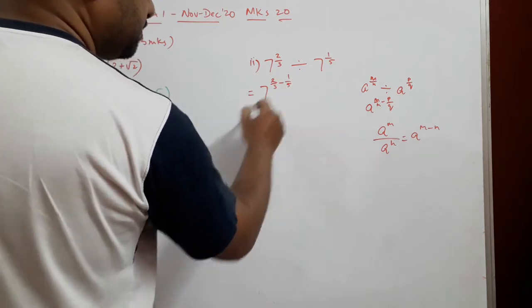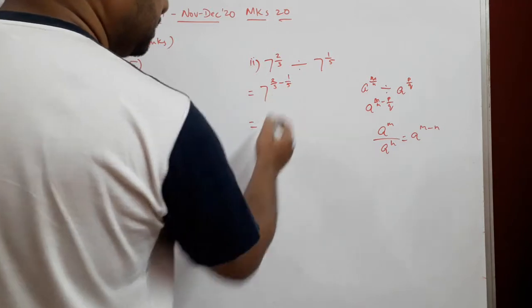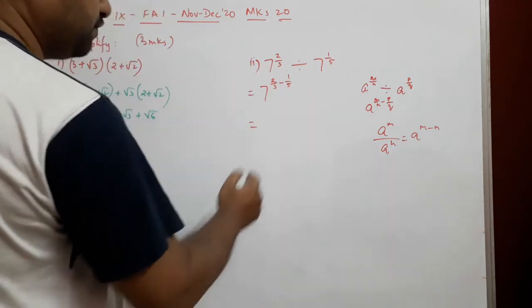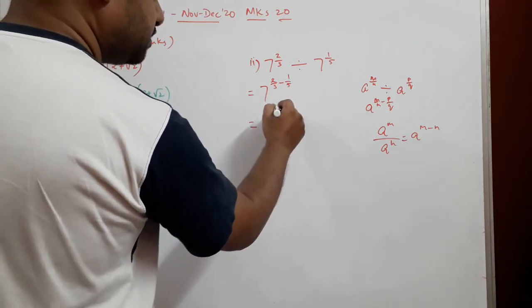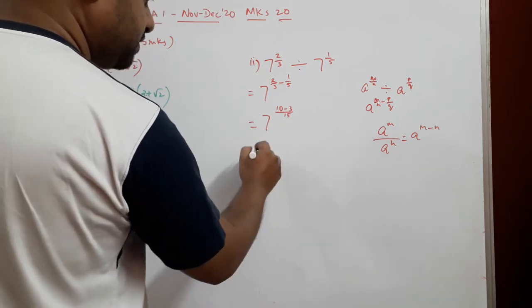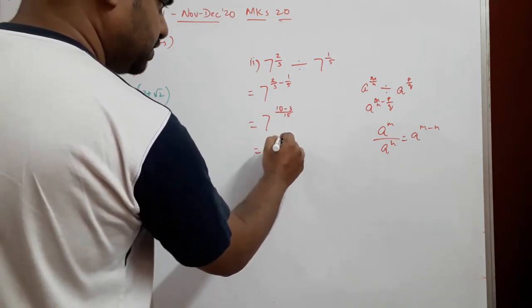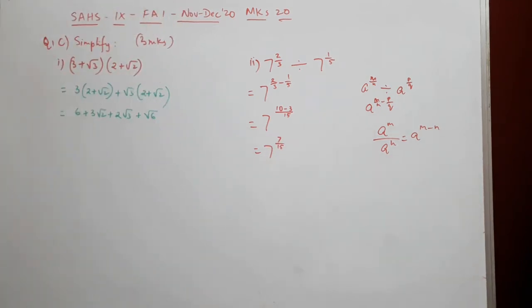So 7 raised to 2 upon 3 minus 1 upon 5, we have taken it common because the base is common to both of them. Now we need to take the LCM for that. So this will become (10 minus 3) upon 15, and this will be 7 raised to 7 upon 15. Okay, so that is your answer, 7 raised to 7 upon 15. With this we finish question 1C.